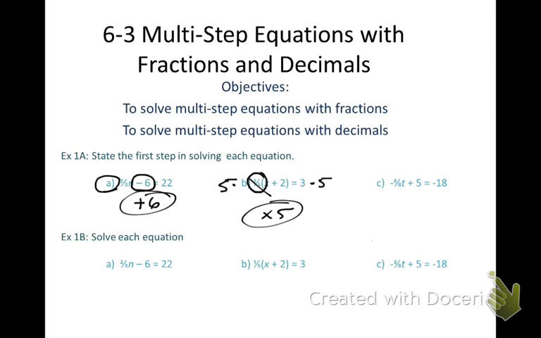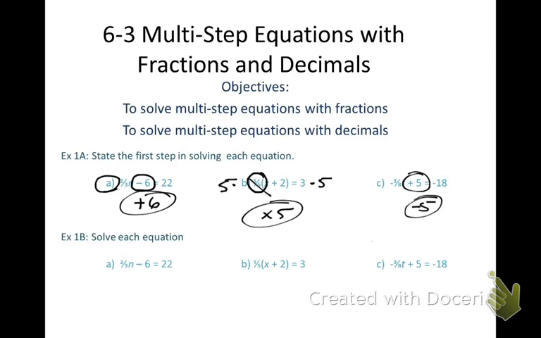C. I have no distributing to do, but I do have adding 5. So how can I get rid of adding 5? Yes. Subtract 5. Subtract 5. And there you go.